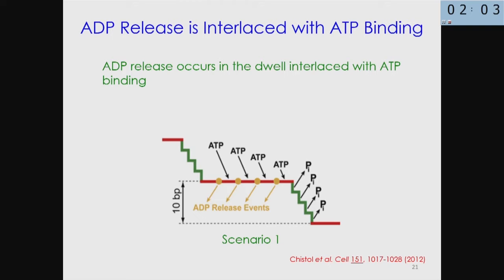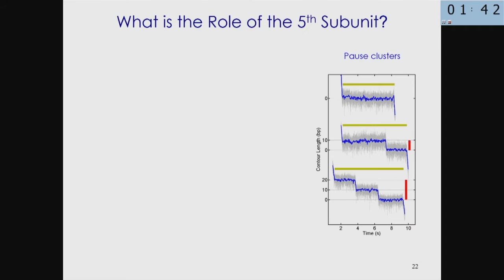So the motor behaves not as a cooperative machine, say hemoglobin, but as myoglobin, because it has only one binding site. And that's the behavior of this motor. So we were able to use that argument to actually show that the release of ADP is interlaced with that of ATP binding.